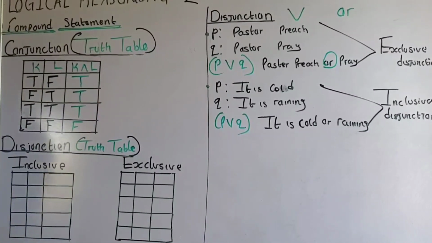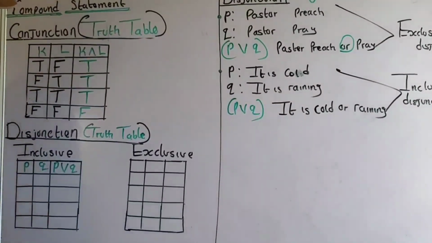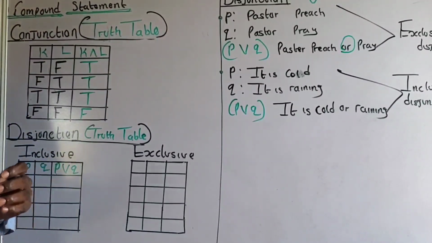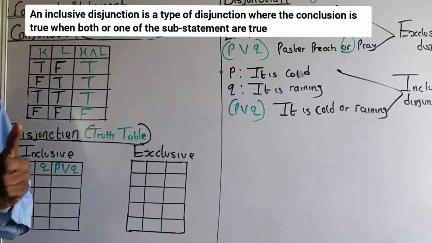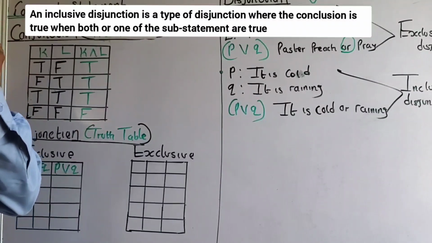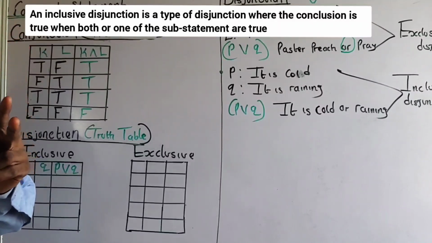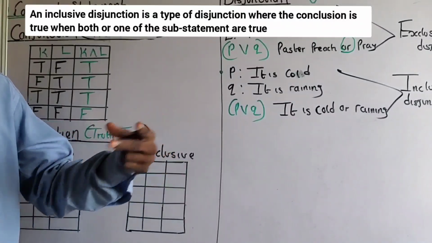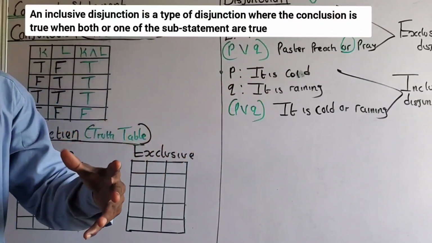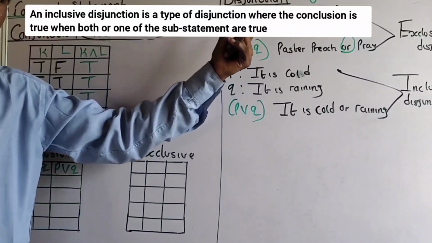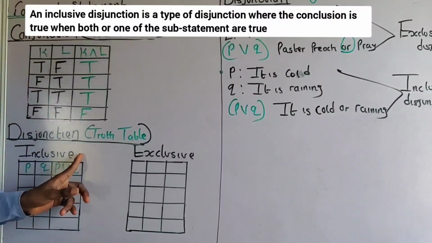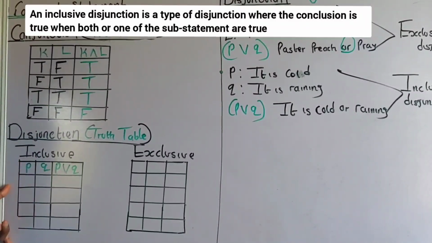So as to help you understand how this truth table is going to look, I'm going to give you a simple definition. An inclusive disjunction is a type of disjunction where the conclusion is true when one or both statements are true. I'm going to explain again. In a compound statement, we have two statements combined together by "or" to form the compound statement, and that kind of statement is called disjunction.